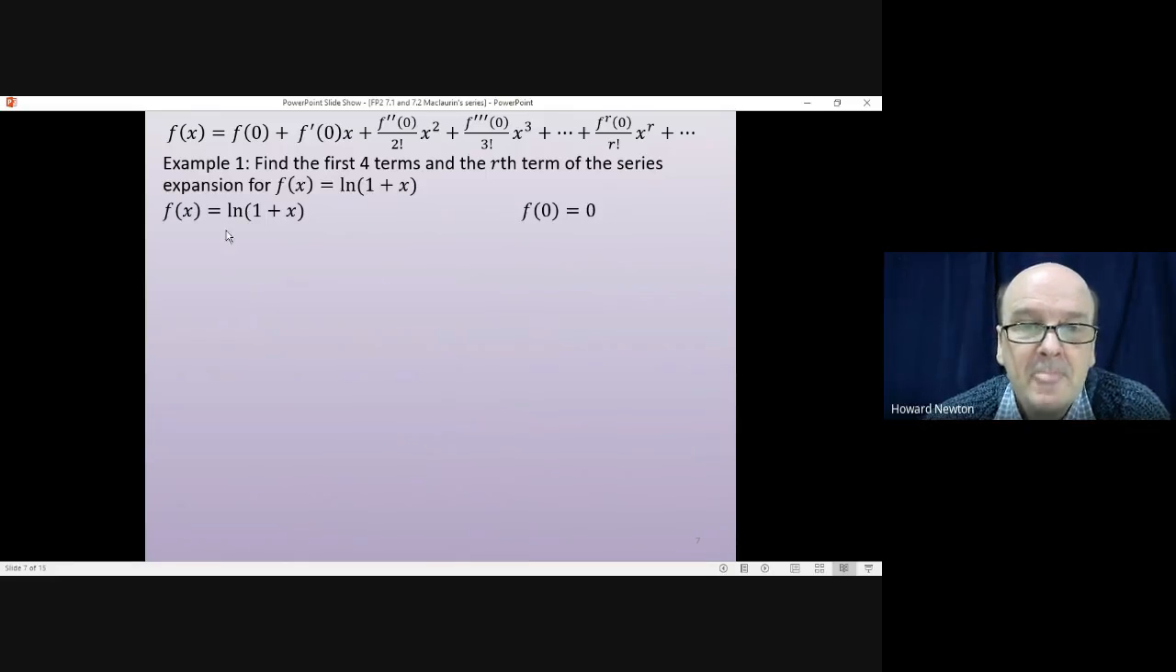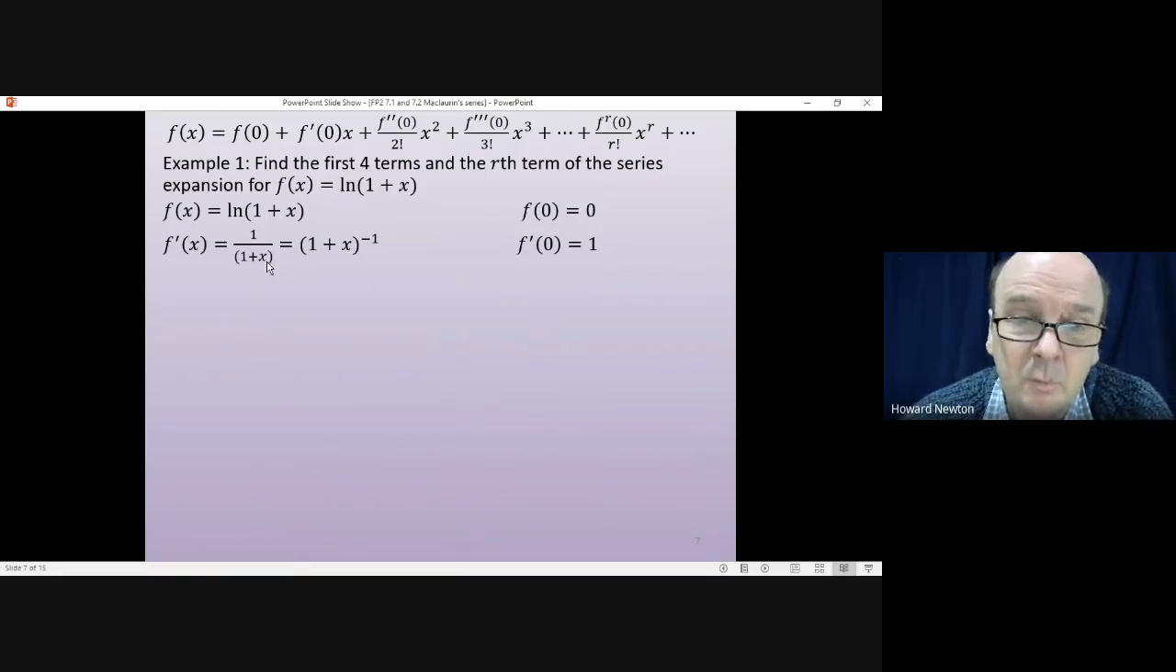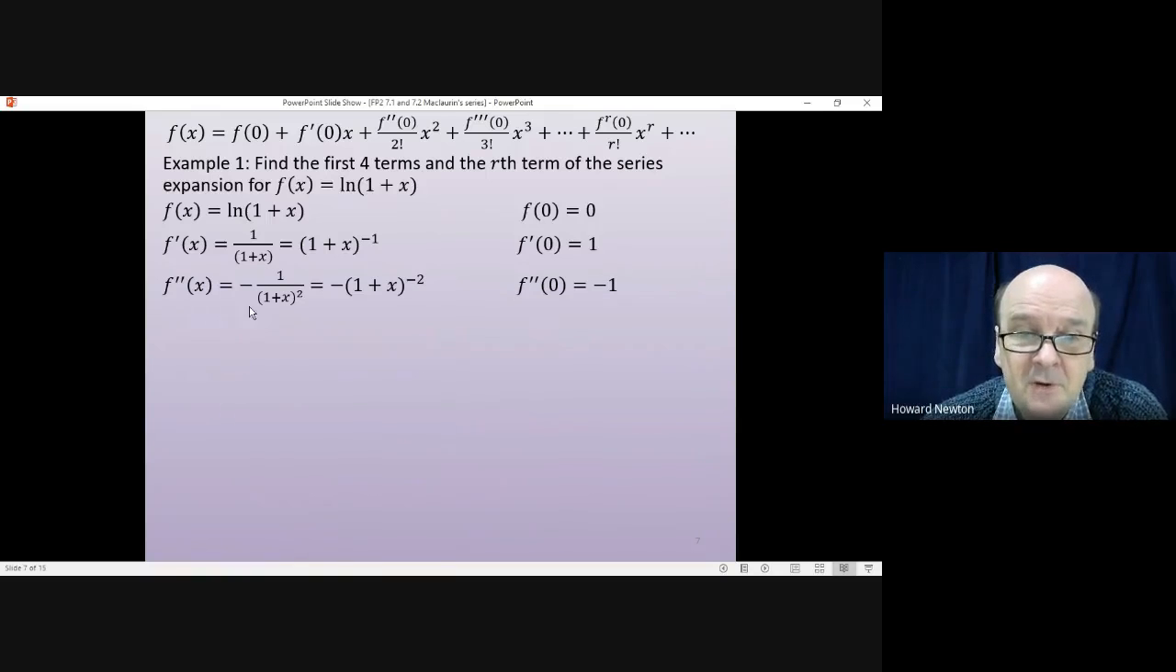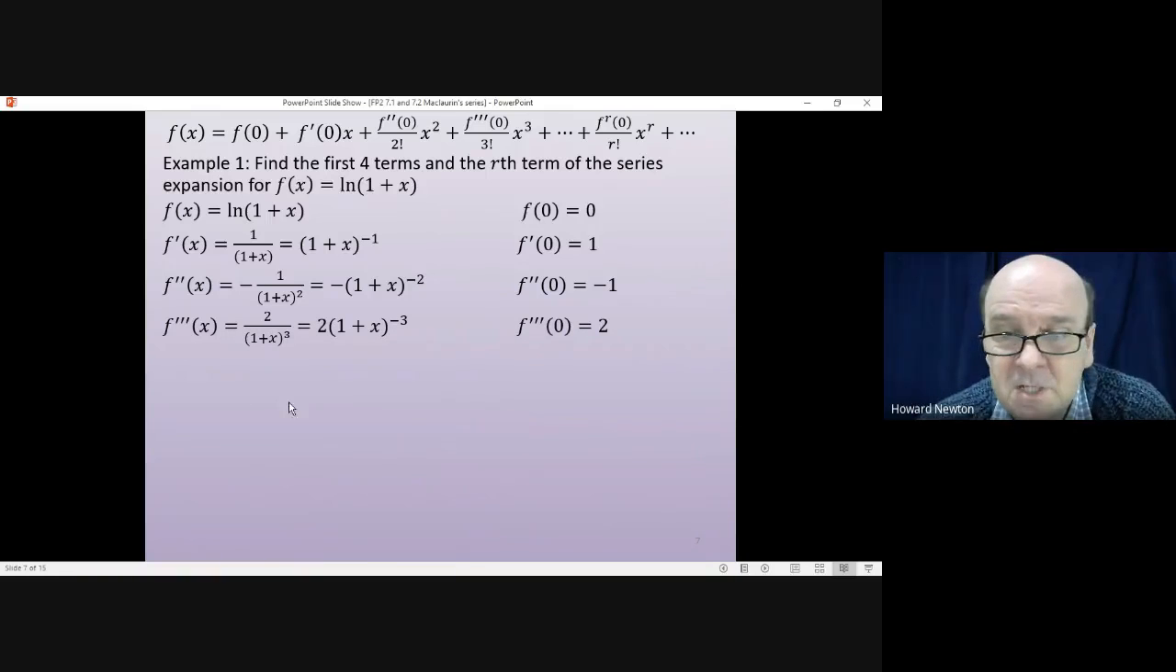So first of all, f of x equals log 1 plus x, that's what we've been given. And if we substitute x equals 0 into that, we'll get f of 0 is equal to the log of 1, which is 0. Differentiating that gives us 1 over 1 plus x. And if I substitute in x equals 0, I'll get the first differential at 0 is equal to 1. The second differential is minus 1 over 1 plus x squared. Substituting in x equals 0 gives me the second differential at 0 is equal to minus 1. The third differential is 2 over 1 plus x cubed. Substituting in x equals 0 gives me the third differential at 0, which is 2.